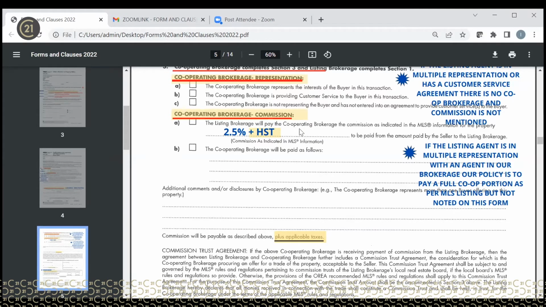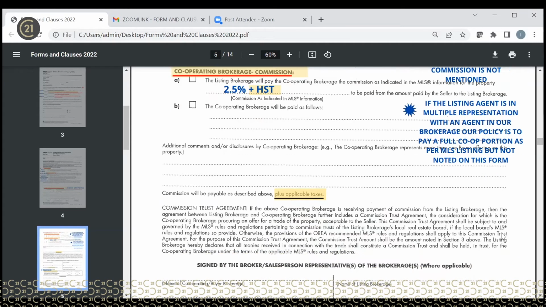And that is because 2.5% plus HST minus $5,000 is not the same as 2.5% minus $5,000 plus HST. It doesn't come out arithmetically to the same amount, and it causes huge accounting headaches. And also understand anytime commission is mentioned anywhere on our OREA forms, somewhere in there, it always says plus applicable taxes. So the HST is already covered off. Okay.